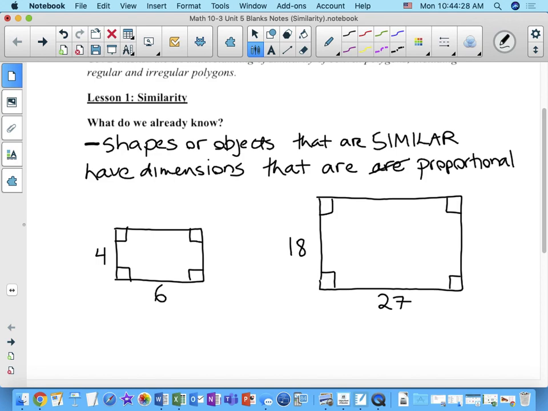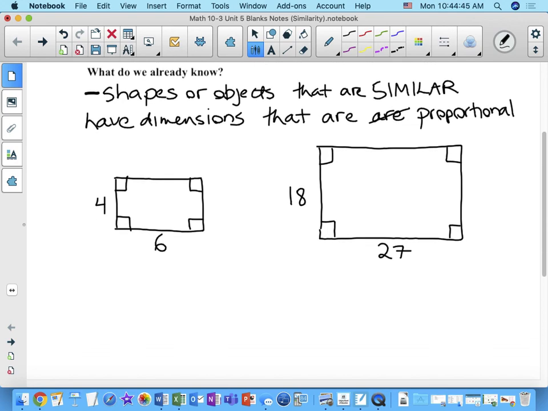Okay, so firstly, we're looking at the two shapes. Okay, yeah, they're different sizes. Do they look like they're kind of the same though? Do they look like they could be similar? Yep, they're both rectangles. That's a good start. They both have the same angles. That's a good start. Now, how do we tell for sure?